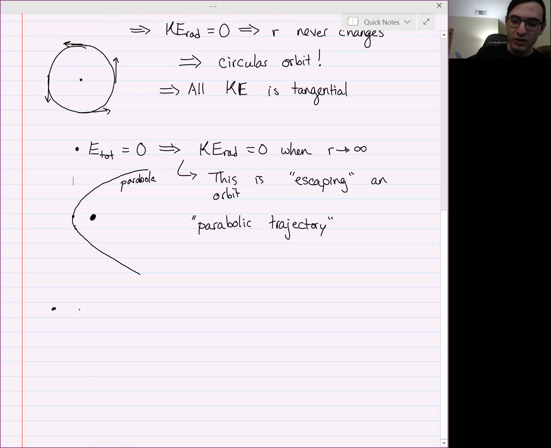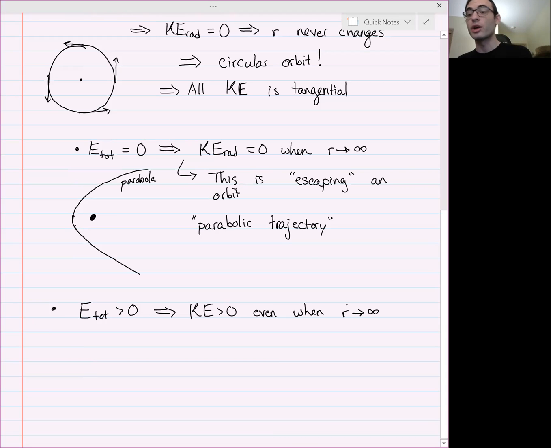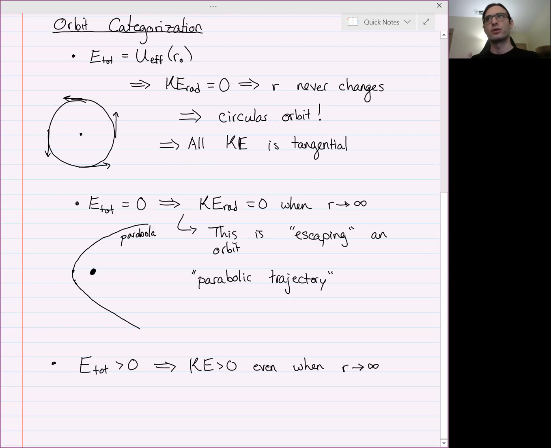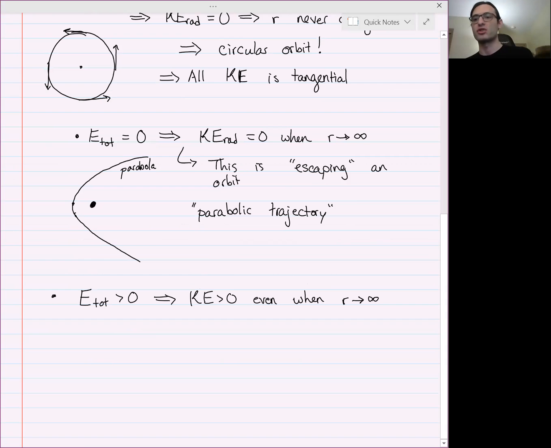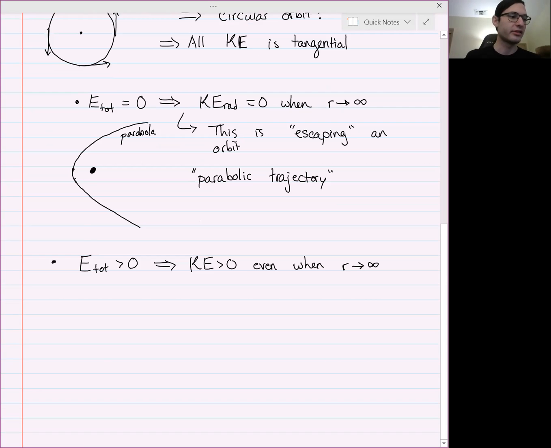And if you have total energy that's greater than 0, well, what does that imply? That implies that the kinetic energy is greater than 0, even when r approaches infinity. So it'll never slow down to 0. The kinetic energy won't approach 0 even as you get infinitely far away. You'll just be coasting off forever with some speed. And so this is just like a more extreme escape trajectory. And it has a name. This is called a hyperbolic trajectory.